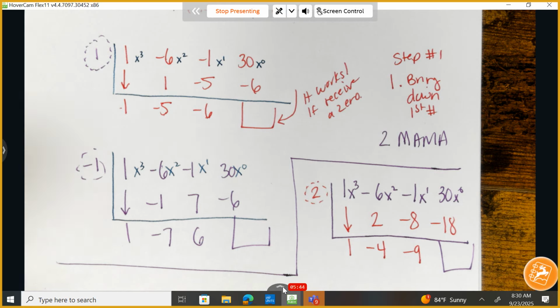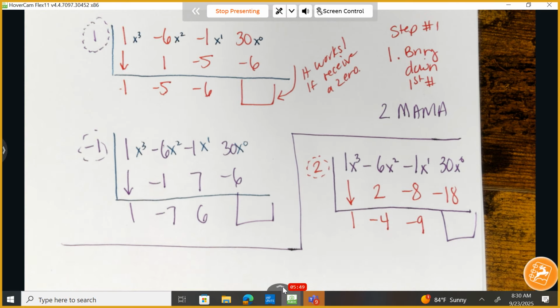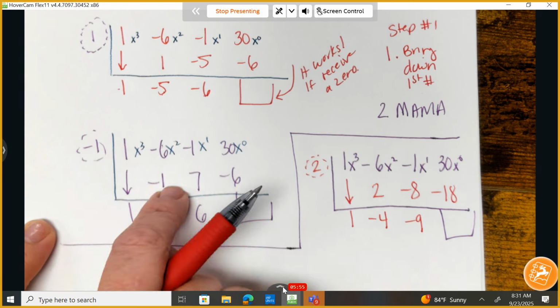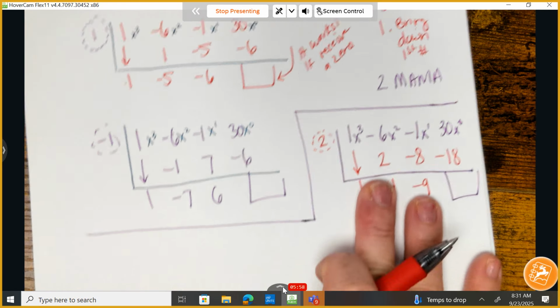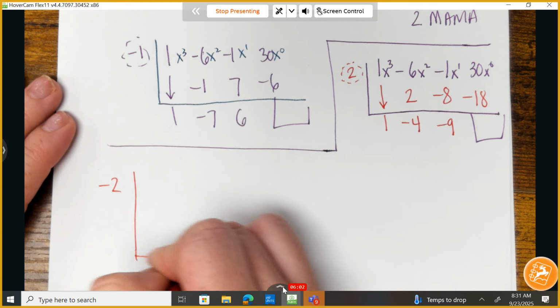I'd like you to get started on now testing -2. Now the nice thing is if you have a partner you can work with, you're welcome to do this. Hey, I'm going to test 1, you try -1. If they don't work, I'm going to test 2, you test -2, and so on. It can save you time. All right, let's test -2 together, please.